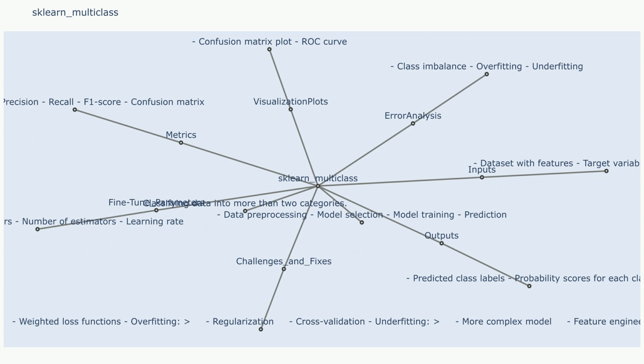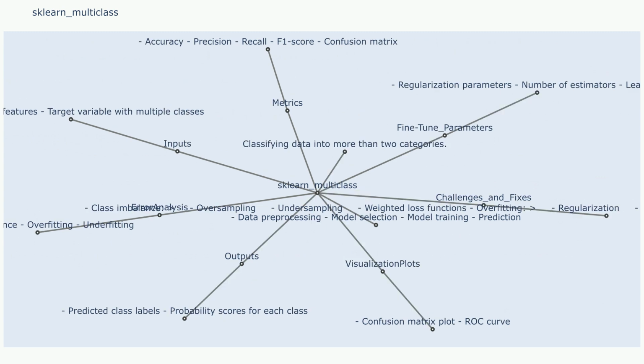Regularization parameter. This controls the strength of regularization, which helps prevent overfitting by penalizing complex models. Regularization techniques like L1 or L2 can be used to simplify the model and improve its generalization performance. Learning rate. This controls the step size taken during the optimization process. A smaller learning rate can lead to slower convergence but potentially a better solution.